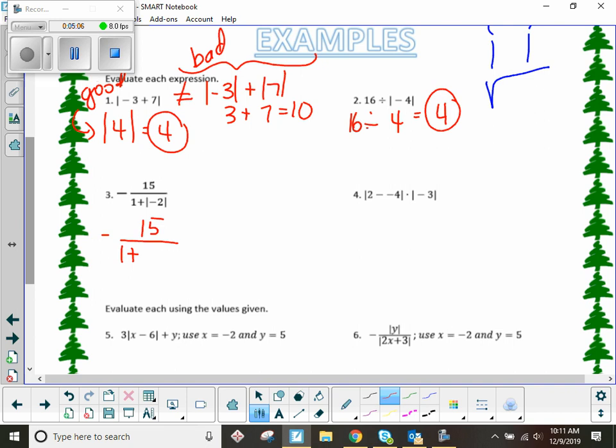Well, first I need to do the absolute value of it. So what is the absolute value of negative 2? 2. And then that would be 3. And then you add it. That's exactly right. Yes, negative 5.